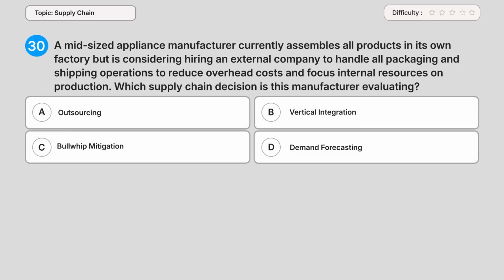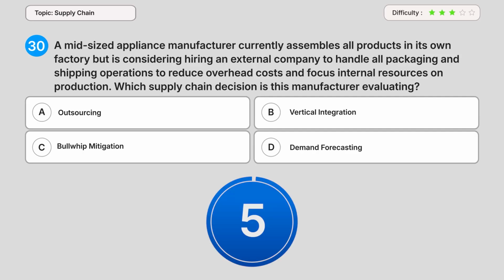30. A mid-sized appliance manufacturer currently assembles all products in its own factory, but is considering hiring an external company to handle all packaging and shipping operations to reduce overhead costs and focus internal resources on production. Which supply chain decision is this manufacturer evaluating? A. Outsourcing. B. Vertical integration. C. Bullwhip mitigation. D. Demand forecasting. Do you know the answer?